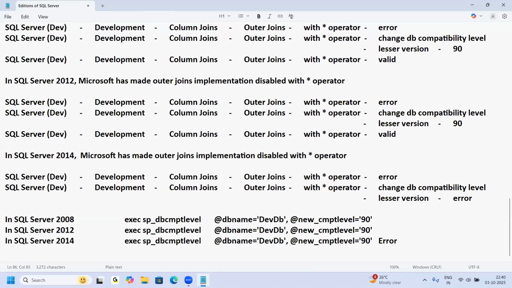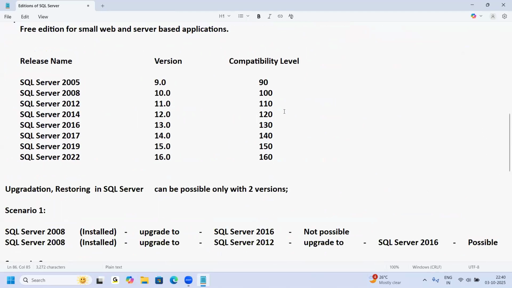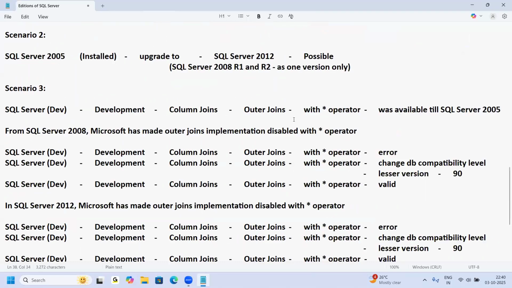It will say valid values. Valid versions are 100, 110. Only valid numbers. Above it, no, you won't.